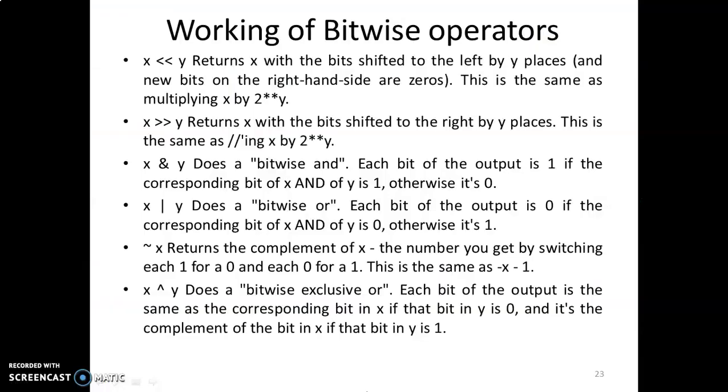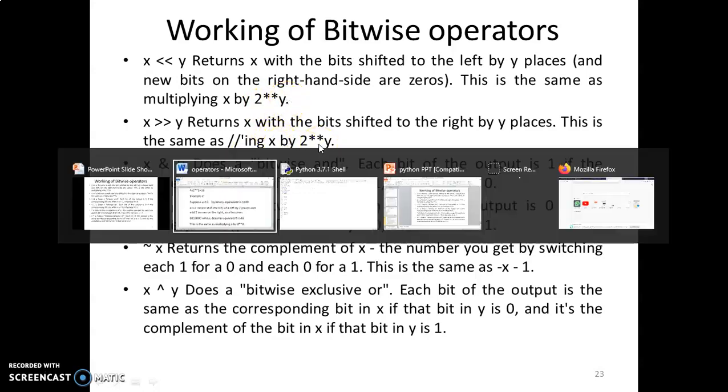Okay, let's now move to the right shift. Right shift is just the opposite of left shift. Here the bits are shifted to the right by y places and zeros are added on the left-hand side. Just the reverse of this. And this is the same as dividing x by 2 raised to power y. Here in left shift it was multiplying x by 2 raised to power y. Here it is dividing x by 2 raised to power y.